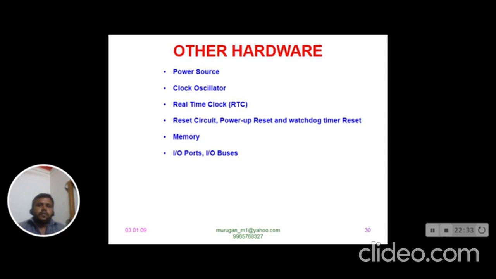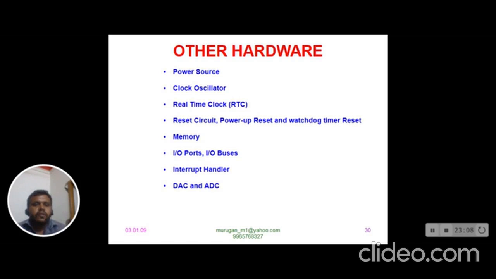Apart from the basic application of the processor, we have other hardware devices which are mainly used for the embedded system. Without these, the embedded system doesn't operate. It is mainly the power source, clock oscillator, real-time clock, reset circuit, power up reset, watchdog timer reset. The watchdog timer reset is the main one. Without that, we will not reset the particular processor.